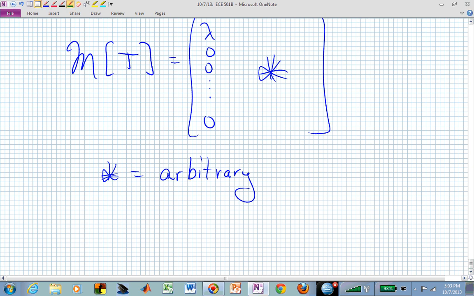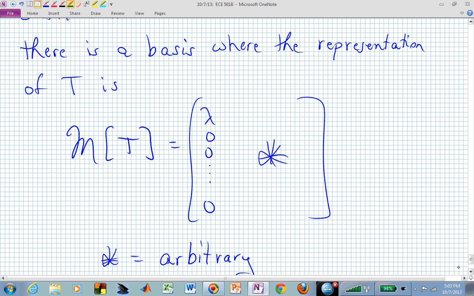Where did that come from? How can we show that the matrix representation of our linear operator T looks like a column of zeros except at the very top entry is some scalar lambda? How can we make that claim?